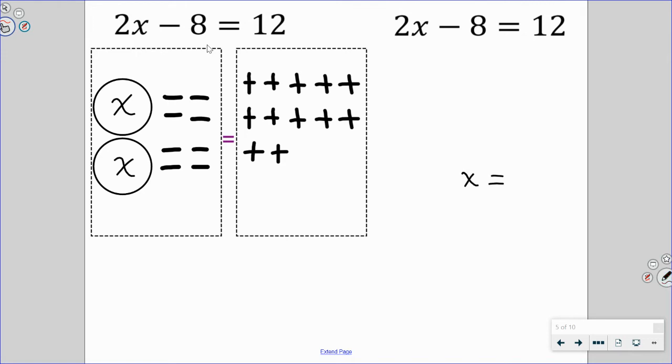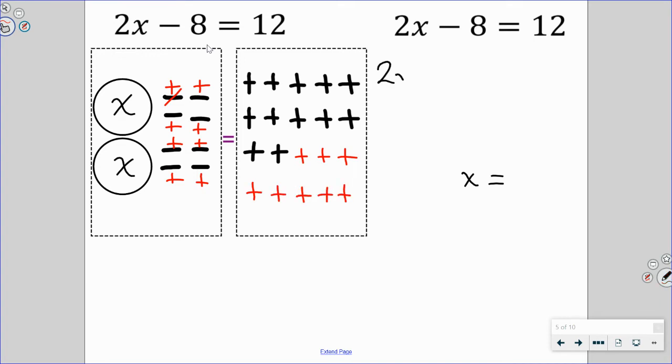We don't want that minus 8, so what should we do to both sides? Now, I can't just cross off minuses on one side when I don't have any minuses to cross off on the other. So, what is the opposite of a minus? What is the opposite of a negative? We're going to add 8 positives to one side, and then be fair to the other side. Let's go ahead. 1, 2, 3, 4, 5, 6, 7, 8.